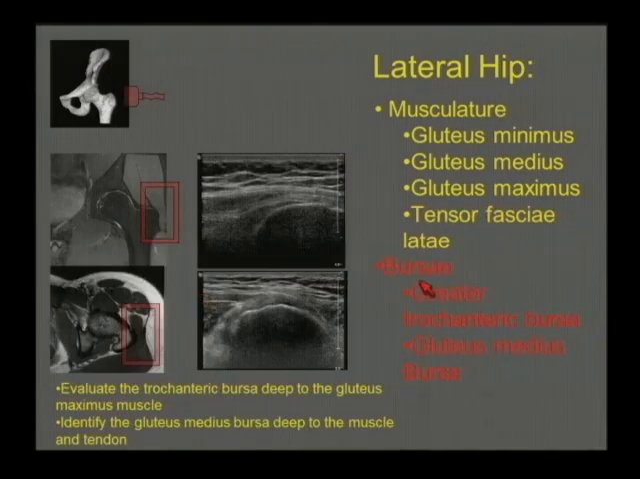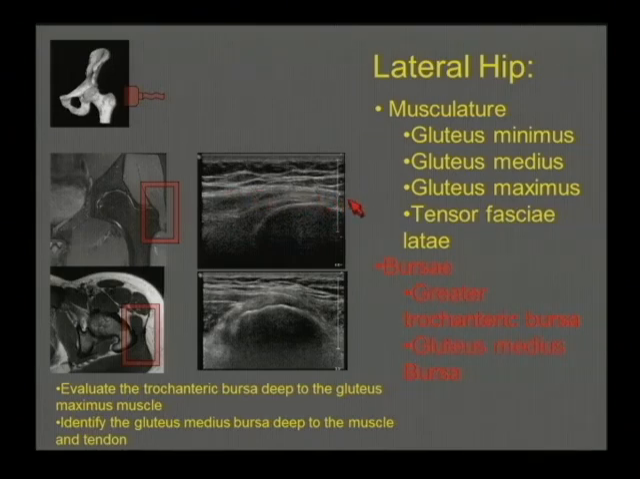So next we'll talk about some of the bursal structures at the lateral hip. The greater trochanteric bursa is probably the most important, and we spend a fair amount of time evaluating and injecting it. It lies along the superior, or more superficial, margin of the gluteus medius tendon and deep to the gluteus maximus and that thickened fascial layer. So kind of right in here.